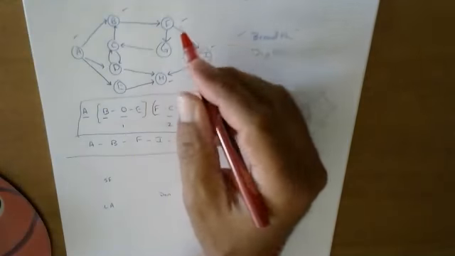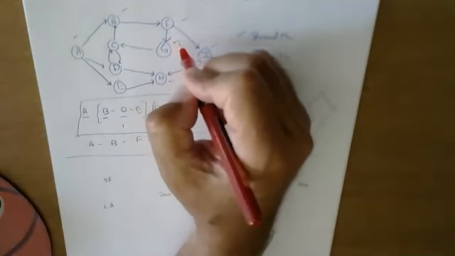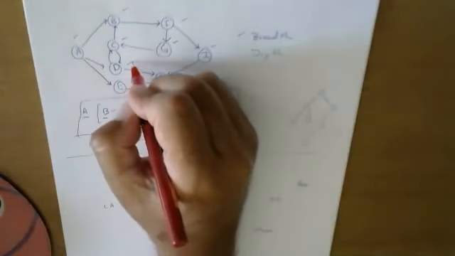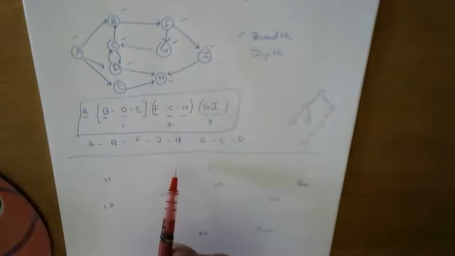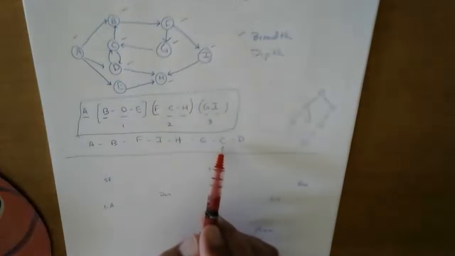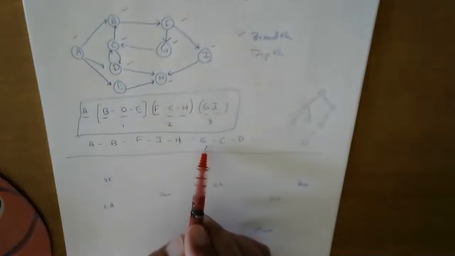I can't go anywhere. I go back to F, which says I can go to G. I can go to C. I can go to D. D goes to H, but I've already been there. So D's done. I go back. Can C go anywhere else? No. Can G go anywhere else? No.